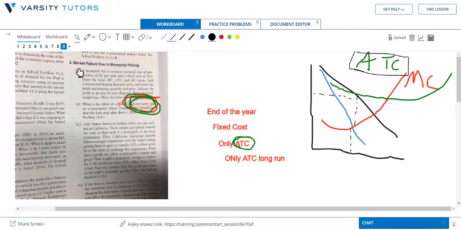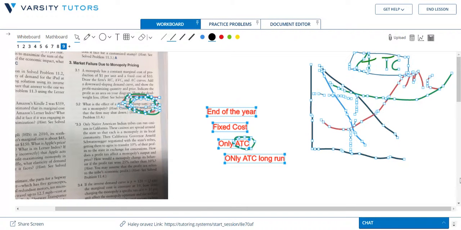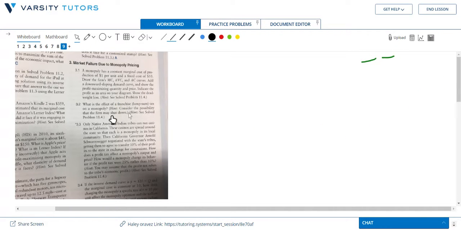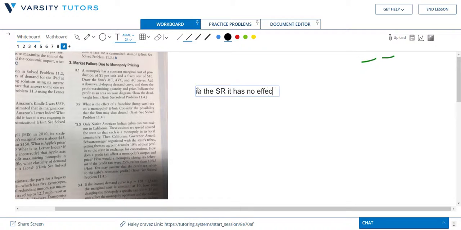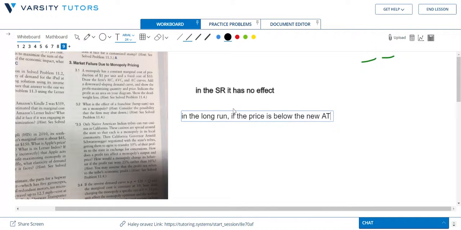That's when people make the decision to shut down. So what does that mean for this question? What is the effect on a monopoly? In the short run, it has no effect. And then it says, hint, consider the firm might shut down. Well, of course, in the long run, if the price is below the new average total cost because of a lump sum tax, the firm might shut down.